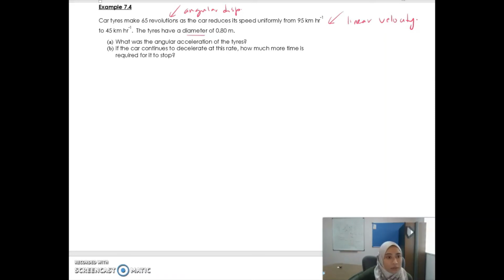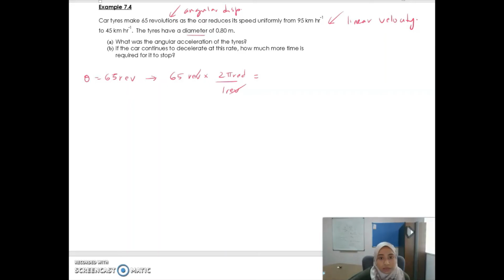So let's write down the information first. We have a theta of 65 revolutions, right? This is also equal to 65 revolutions times 2 pi radians over 1 revolution. Cancel out revolutions, you get something in radians.